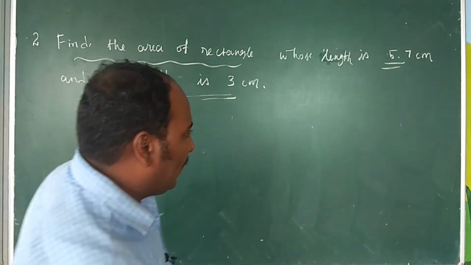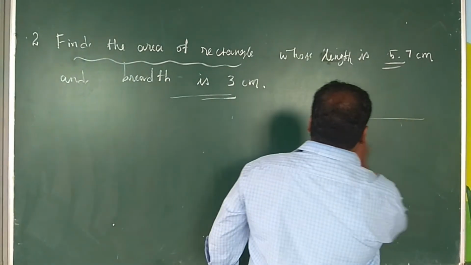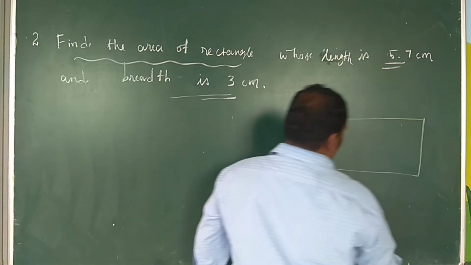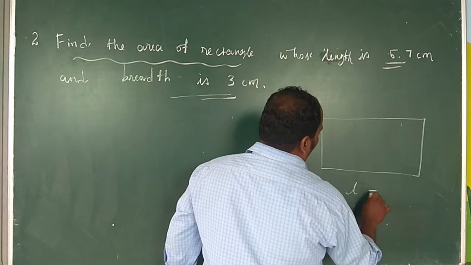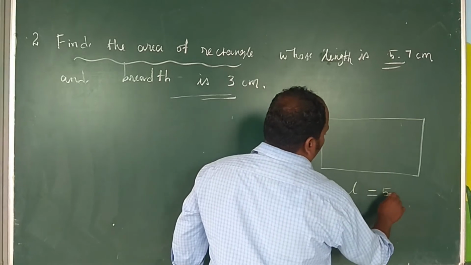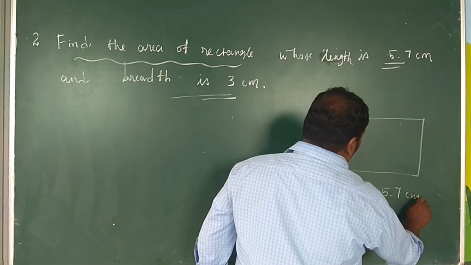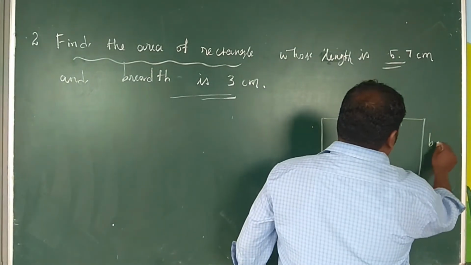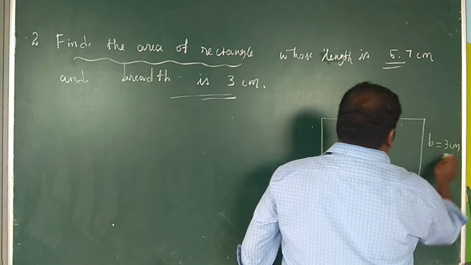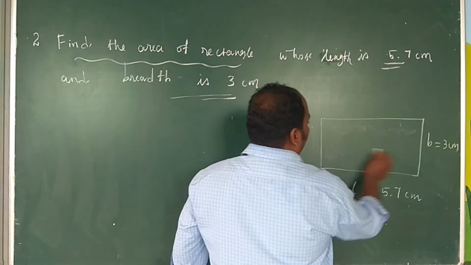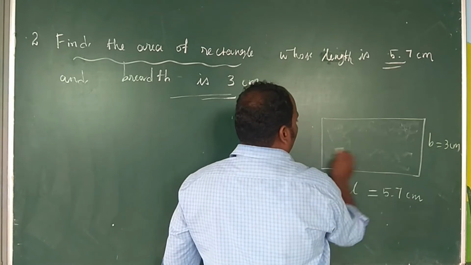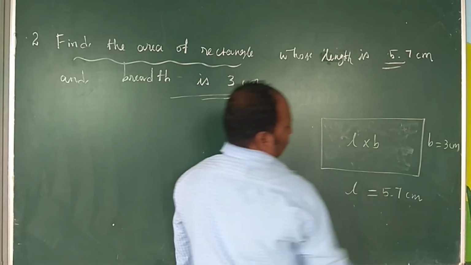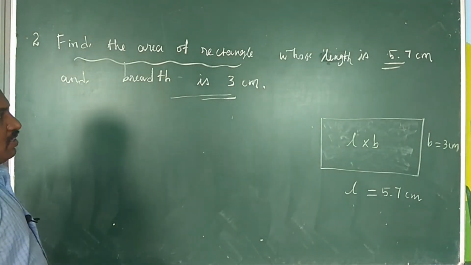We want the area of the rectangle. This is a rectangle. The length is equal to 5.7 centimeter and breadth is equal to 3 centimeter. The area of rectangle formula is equal to L into B.